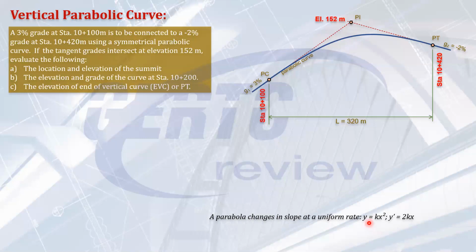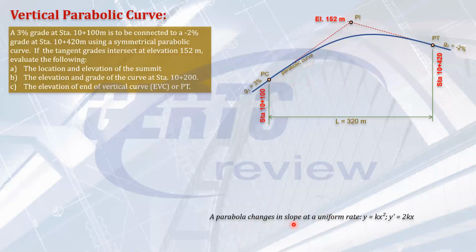If you take the slope of this parabola, the slope y prime is 2kx. So what does this tell us? It means the slope of the parabola is directly proportional to the horizontal distance. The slope changes at a uniform rate, varying uniformly with the distance. So every 1 meter, there is a constant change in slope. That is very important.